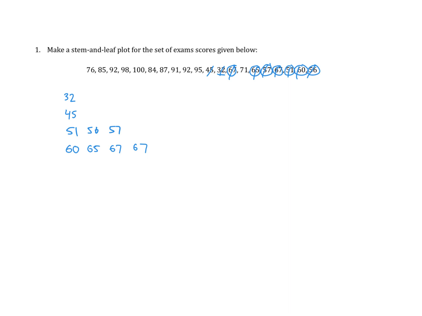And then next, my numbers in the 70s. We've got 76 and 71. In the 80s, we have 85, 84, 87. So 84, 85, 87 in order. In the 90s, 92, 98, 91, 92, 95. So 91, we had two 92s, a 95, and a 98.